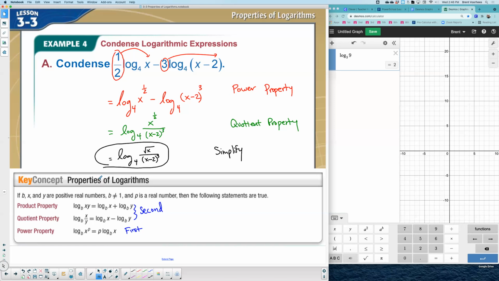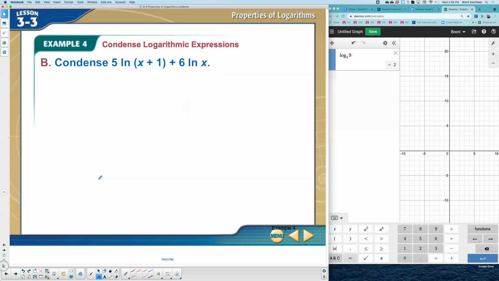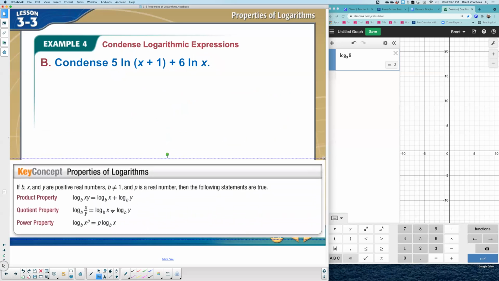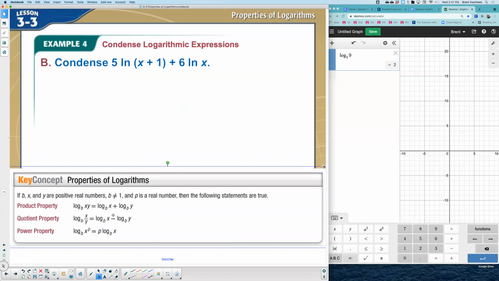Let's take a look now at part B. I'll paste these rules again. Whenever we go to condense, you're first going to check to see if you can simplify, great. But if not, you'll do power. And then after you do power, you'll either do product or quotient. On this one, are there any logarithms I could just type in my calculator to simplify? Oh, and by the way, this is log with the base of e. That's the natural log.